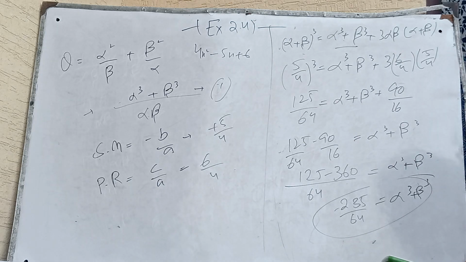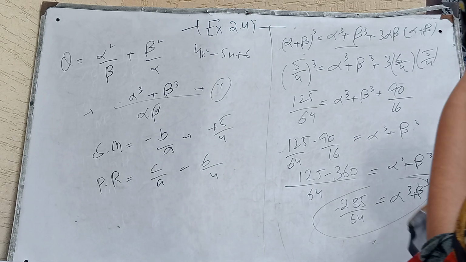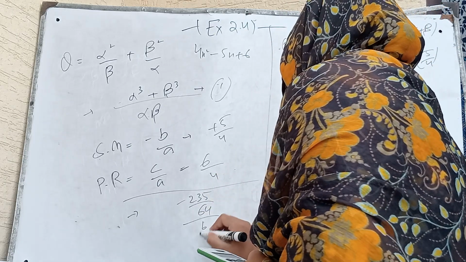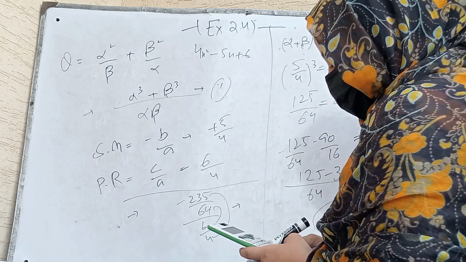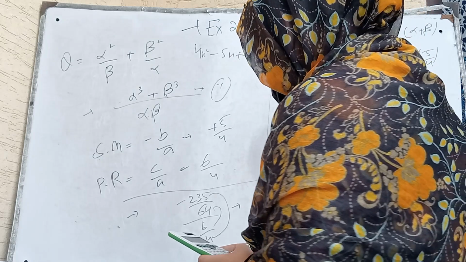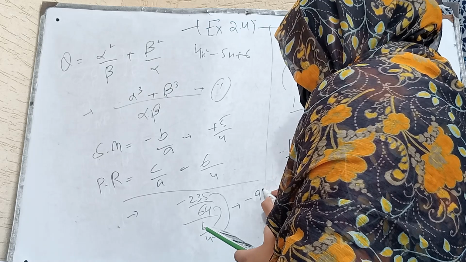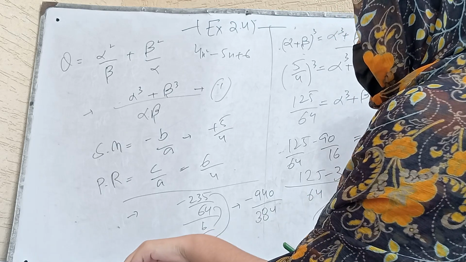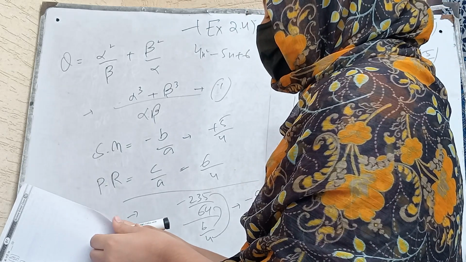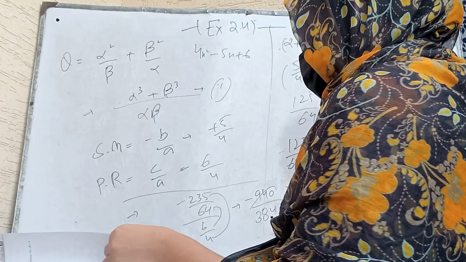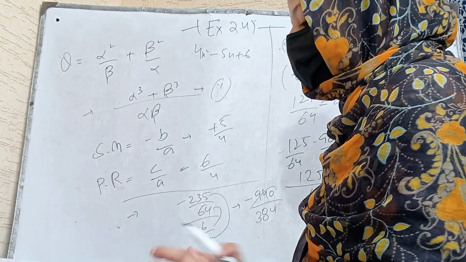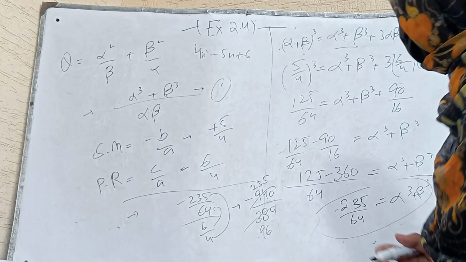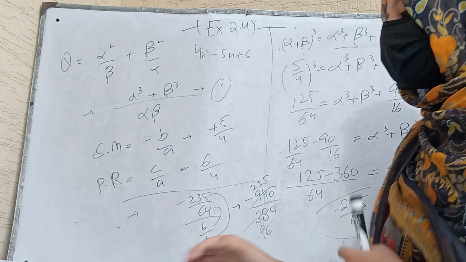So put into the given first equation, we have alpha cube plus beta cube, which is minus 235 divided by 64, and divided by 6 by 4. So minus 235 multiply 4, which is minus 940, and 64 multiply 6, which is 384. By cutting and dividing these two terms, we have minus 235 divided by 96. So this is the part number 2 which we solve.